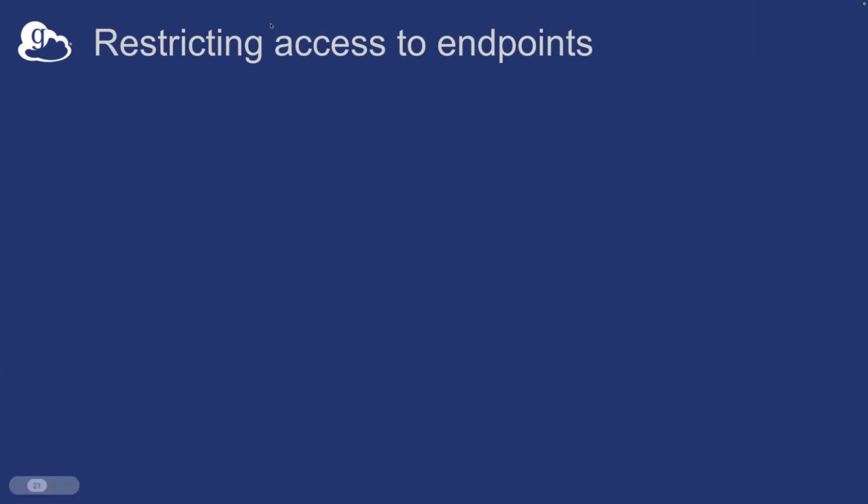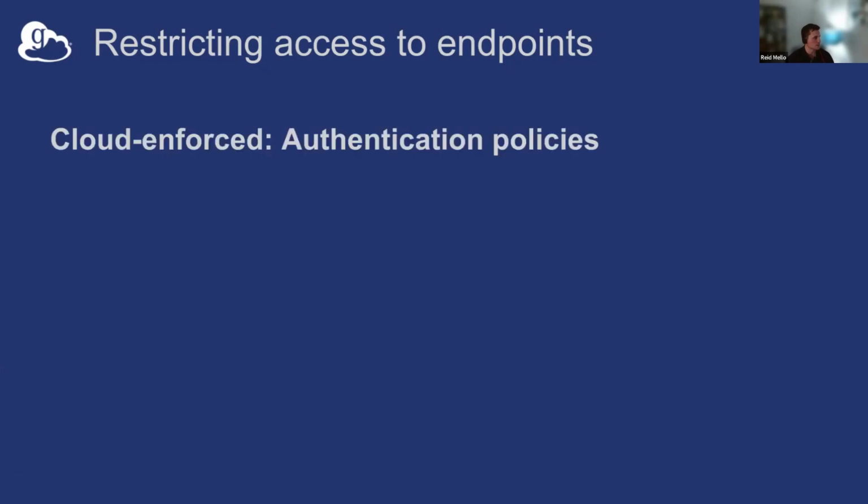Cool. All right, so next is restricting access. That was obviously limiting the number of functions that can be run on the endpoint, but here we're restricting who can access the endpoint and who can submit functions to it. So we have two different layers here. We have cloud enforcement, which uses authentication policies.